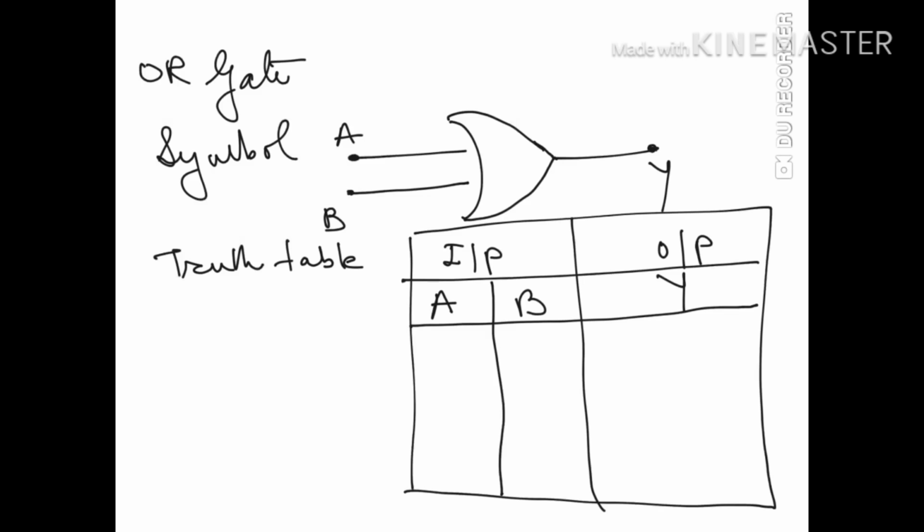Now here what happens? Suppose we put both inputs as 0, 0. You'll get the output as 0. Now when the first input is 0 and the second is 1, you get the output as 1. Here also, if A is 1 and B is 0, the output is again 1. And for 1 and 1, again the output is 1.